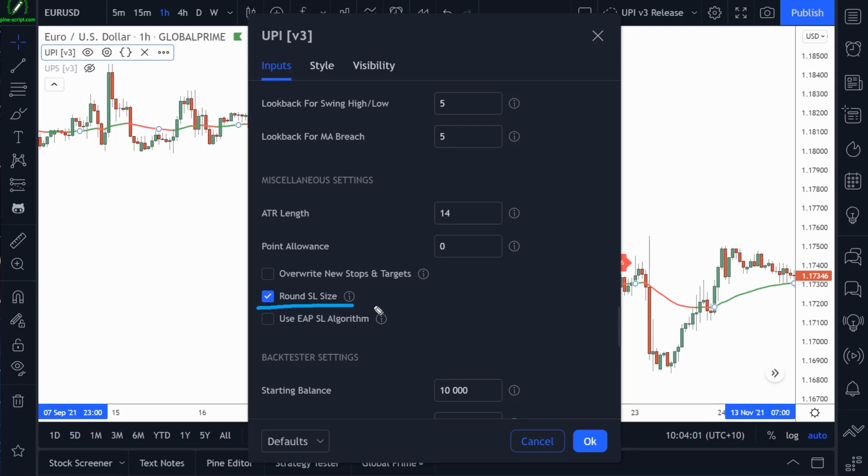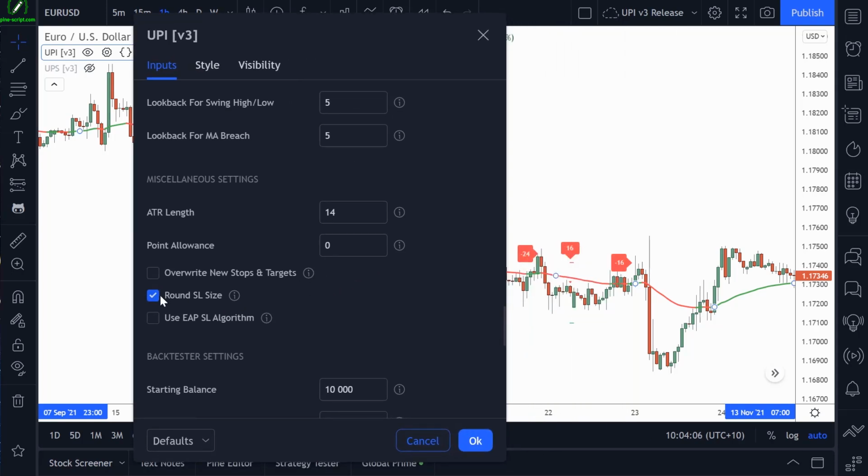The next setting is round stop loss size. This is purely for display purposes, just to make backtesting easier. If I move this out of the way and I turn this off, just keep an eye on our labels here. Now it's showing the exact pip amount rounded to 2 decimal places. If I turn this on, it just rounds it into a whole number. So that's just purely for backtesting. It makes it easier to enter that information into a spreadsheet.